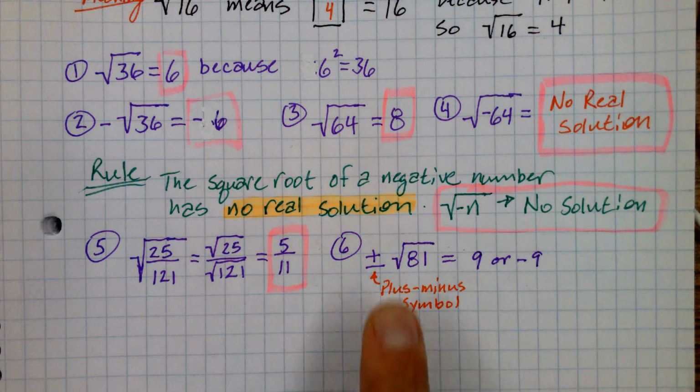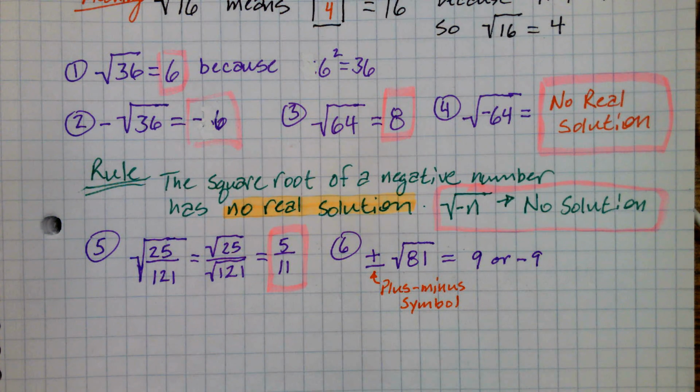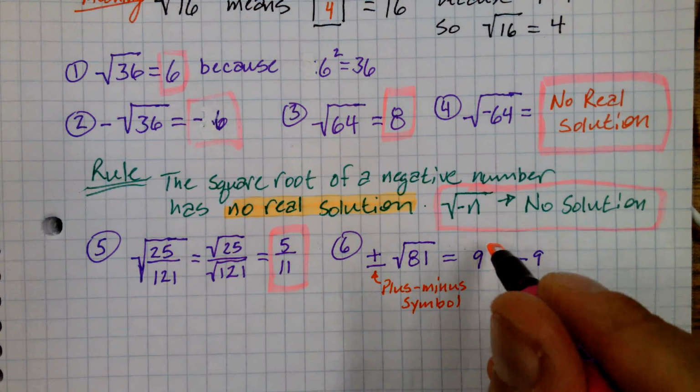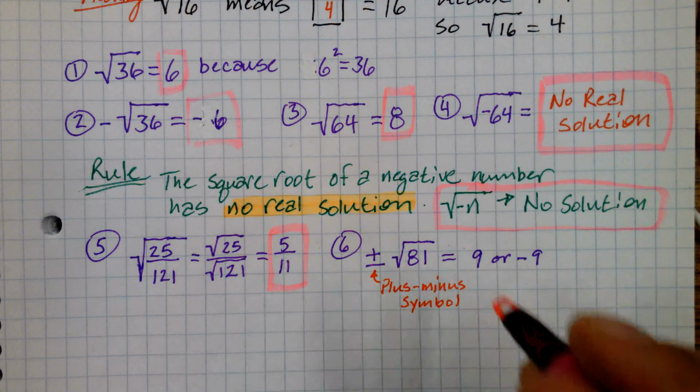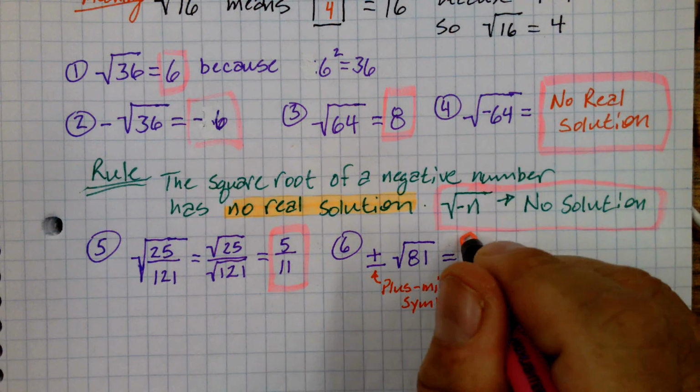Okay? When you see the plus minus, you're giving both possible answers because both are possible, guys. 9 times 9, that's 81. What's negative 9 times negative 9? Well, remember, a negative times a negative is a positive, so they both give you that 81. So both of them are possible answers.